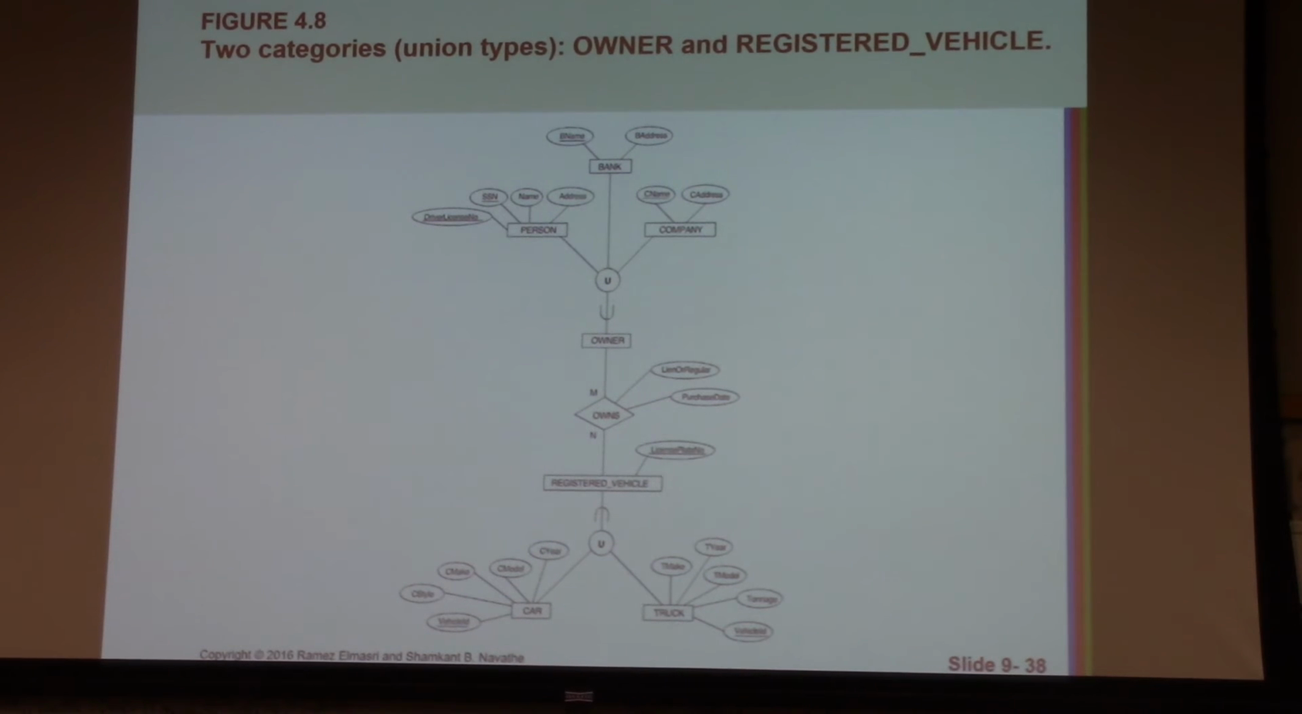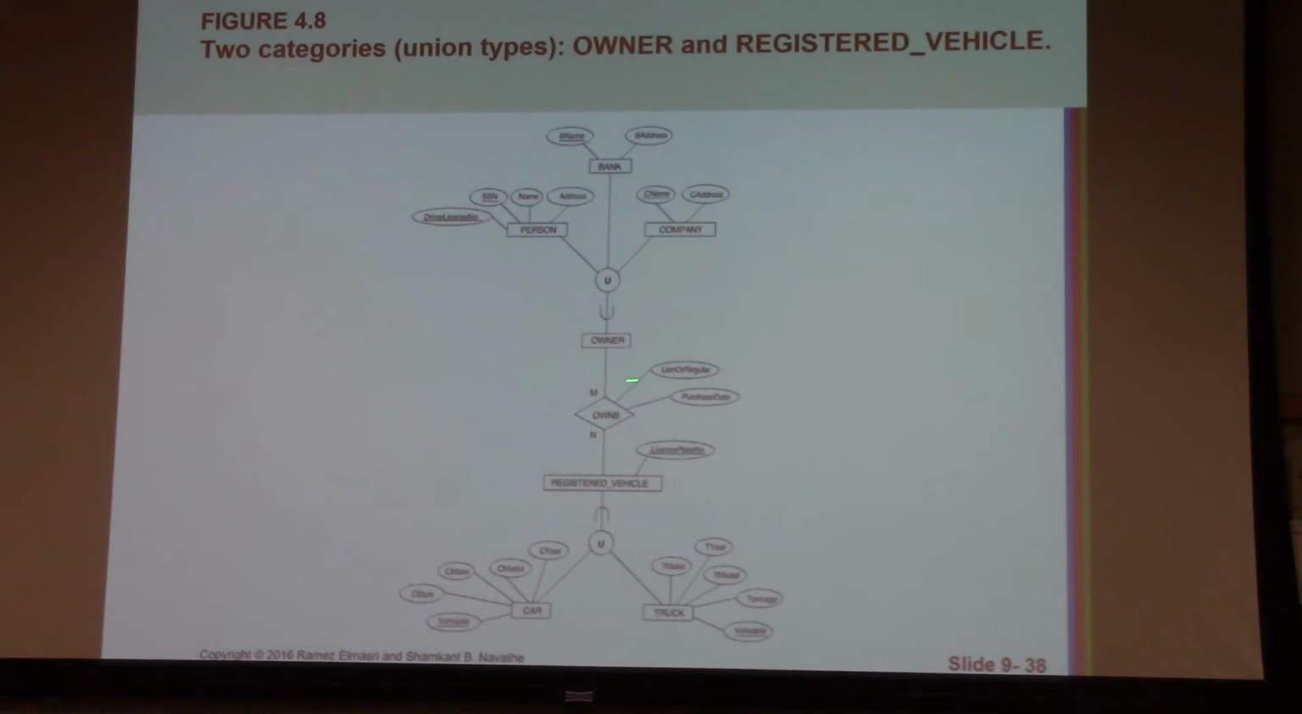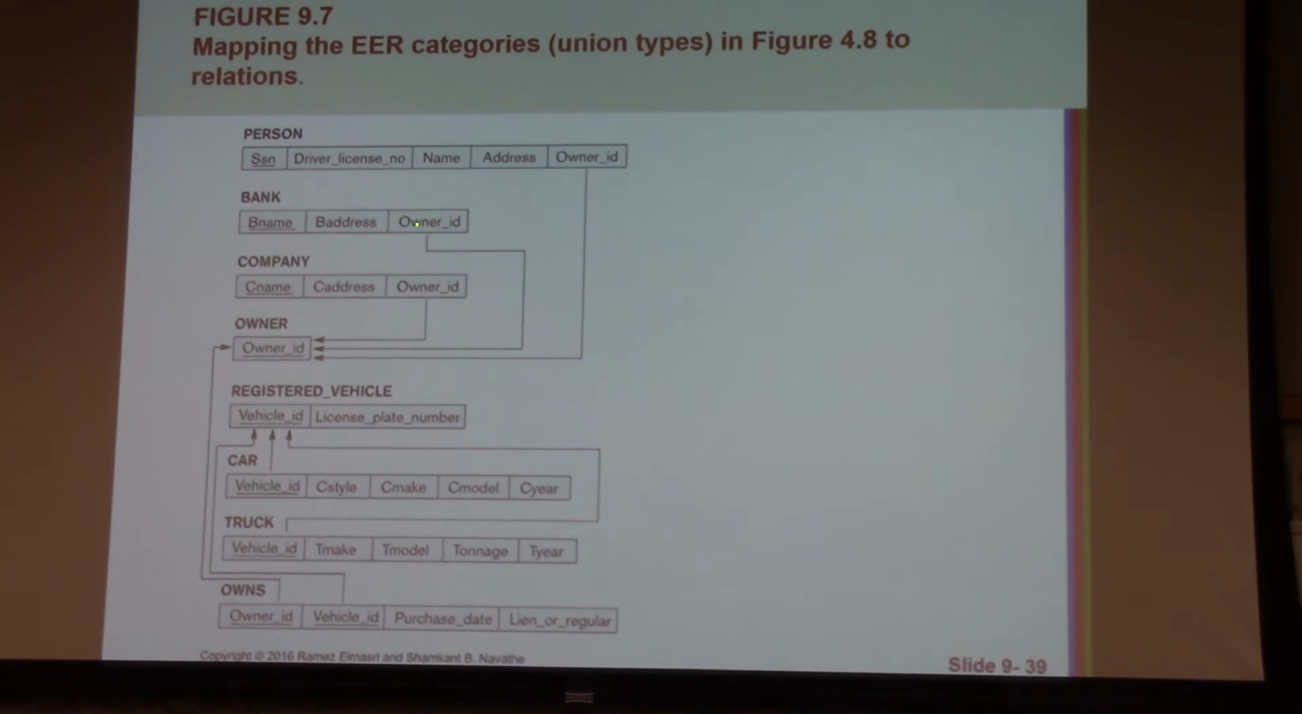At this time, to convert, we can create a surrogate key. Why? Because we need the primary key of the owner. However, each superclass has a different primary key. One option is you can concatenate the driver license number plus bank name plus company name. It can be the primary key, but it's not a good choice because there's no specific meaning in concatenating all three. So instead, we have the option to create an artificial key, an owner ID. We create the owner ID, then create the attribute for each and the foreign key. This is the option for union type, the category.